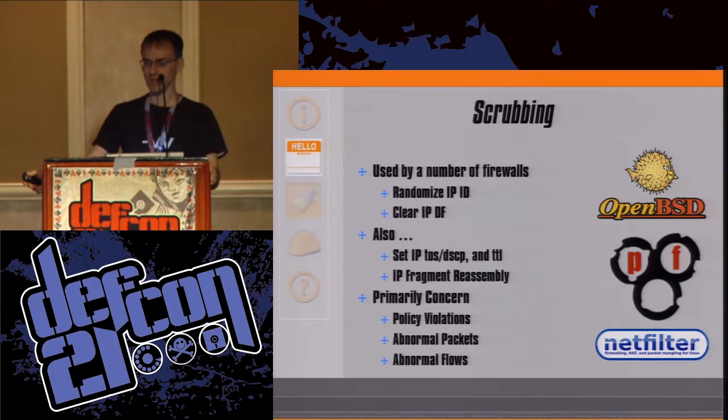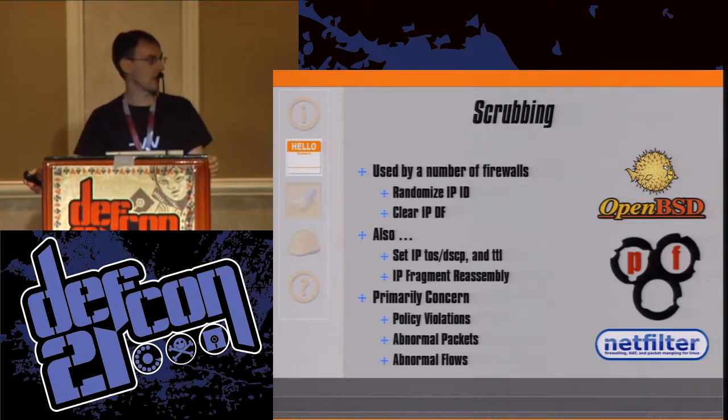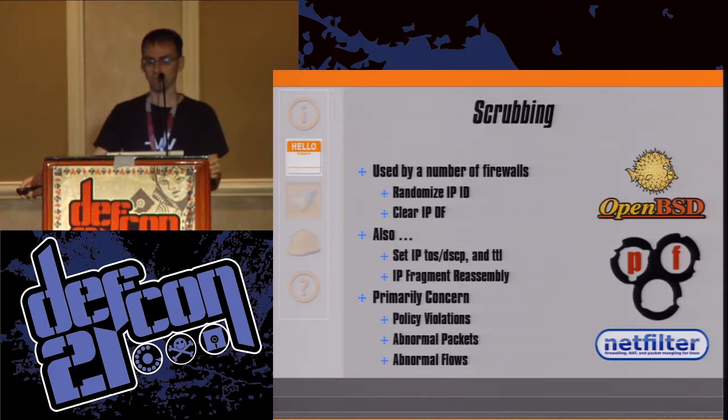So, NetFilter allows you to set the IP type of service and the time to live. All three solutions will do IP fragment reassembly. Now, the primary concern, though, is, like all firewalls, policy violations, abnormal packets, and abnormal flows. Okay?